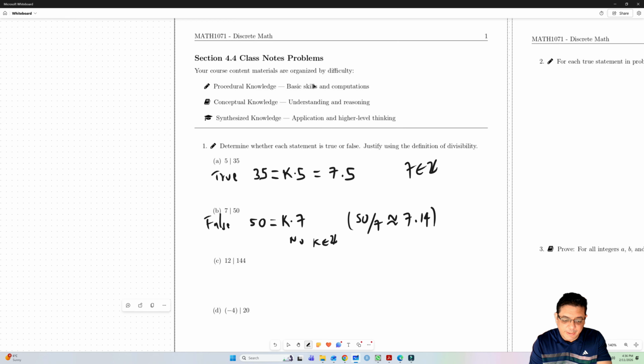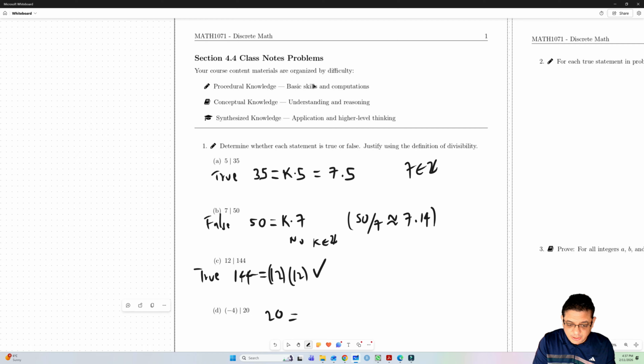Now, 144 divisible by 12. This is true. You can probably remember that 144 is 12 squared. So this is 12 by 12, and so this is true. Minus 4 divides 20. So this is pretty much, should I be able to find an integer so that k times minus 4 is 20? And yeah, you probably can figure out that this is going to be minus 5, since minus 5 times minus 4 is going to be 20. And this is an integer, so this is going to be true.